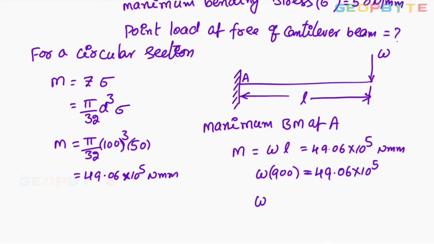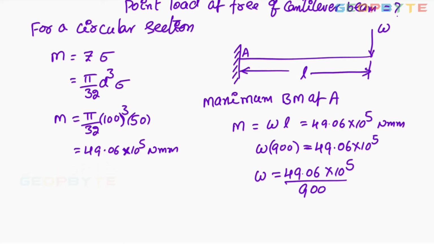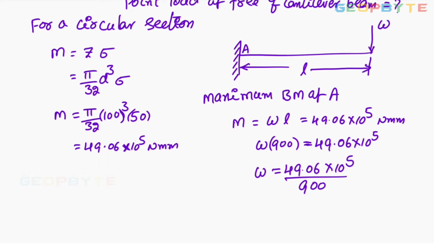Therefore, the point load at the free end is 49.06 into 10 power 5 divided by 900. The resultant load is 5451 newtons. It is equal to 5.451 kilonewtons. You simplify it. Approximately you will get the same answer. I hope all of you understood. Let us go for another problem.